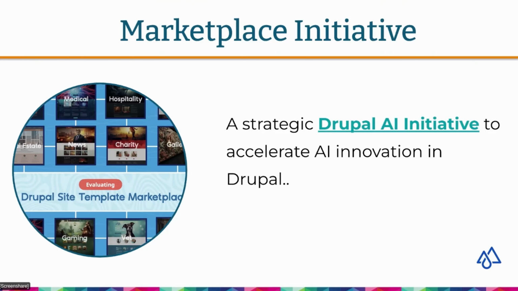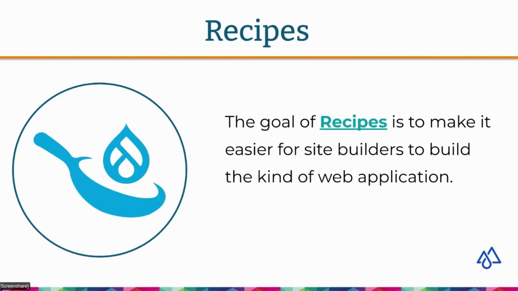Oh, this is two different things. The AI initiative is to accelerate AI in Drupal, and the Marketplace initiative is creating templates and things for sites. Recipes, this is a new version of creating the bundles for the functionality. The recipe initiative is entering phase 2, and there's lots of work on recipes right now, so they can get some different recipe recommendations into Drupal CMS.